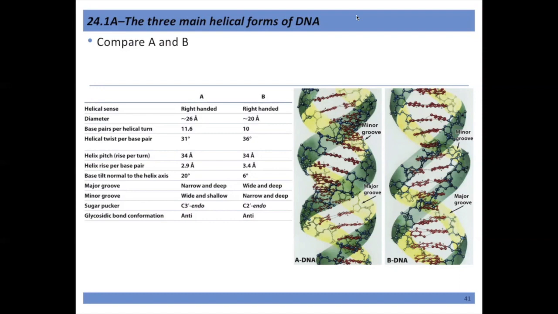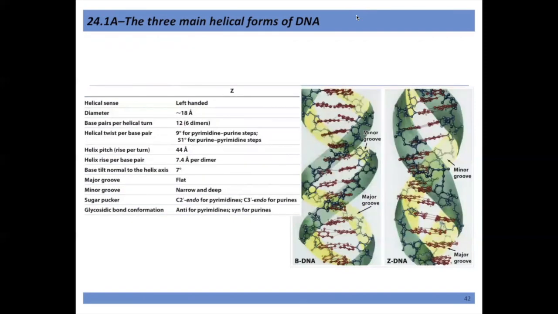You can see that for A-DNA, the bases are tilted from the axis quite a bit, whereas for B-DNA, not so much. You can see a description of the major and minor grooves. And again, you notice that the sugar pucker actually varies quite a bit. And also the glycosidic bond formation, they're all anti.